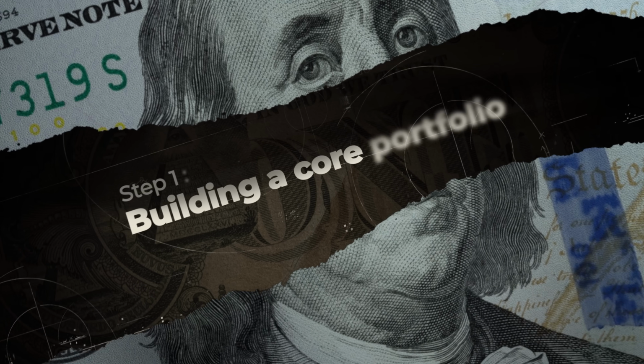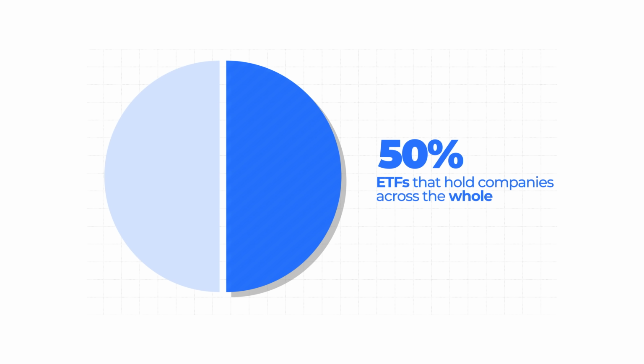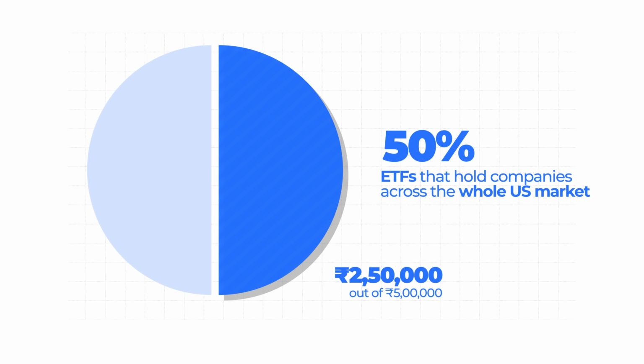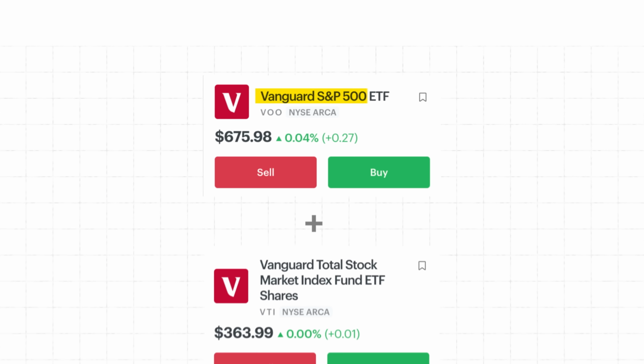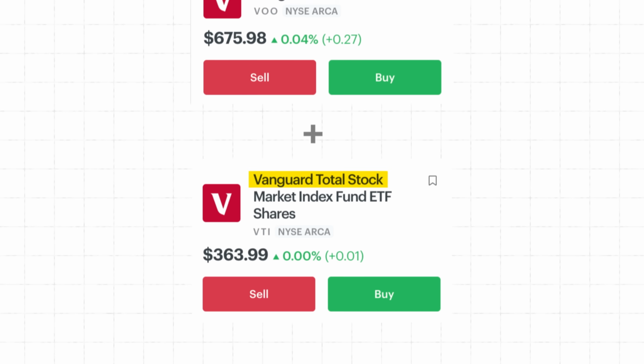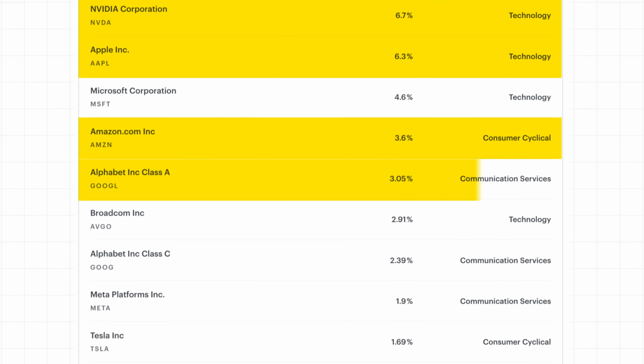Step number 1. First, we build a core portfolio within which 50% of your investment will be deployed in ETFs that have companies that represent the whole US market. So 2.5 lakh rupees will be invested in a mix of two ETFs, the VOO and the VTI index funds, which is the Vanguard S&P 500 ETF and the Vanguard Total Stock Market Index Fund ETF. Now the Vanguard Total Stock Market Index Fund has companies like Nvidia, Apple, Amazon, Alphabet, Broadcom, Tesla, Micron. These are some of the largest companies in the world. And these US companies are heavyweights in technology, industrials, consumer discretionary, and high growth sectors.